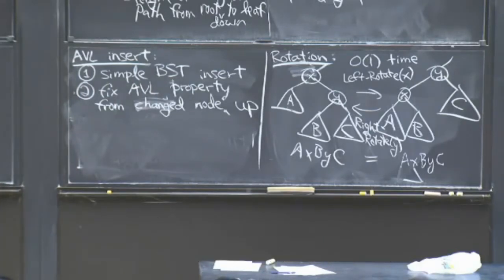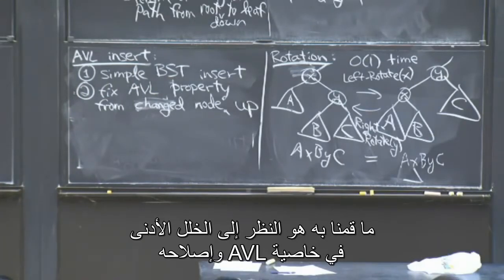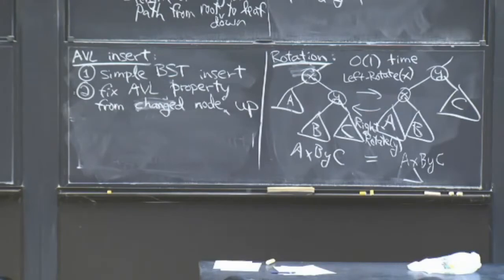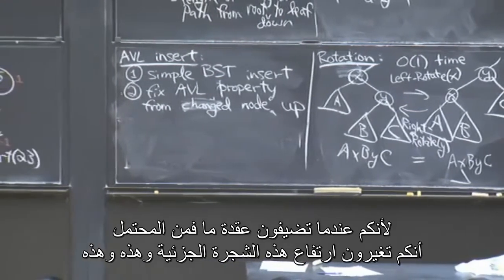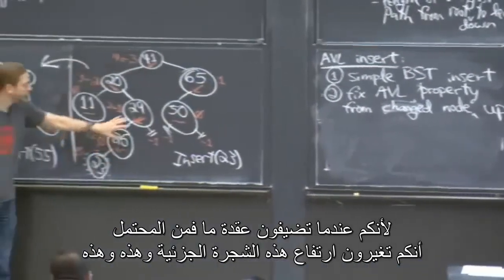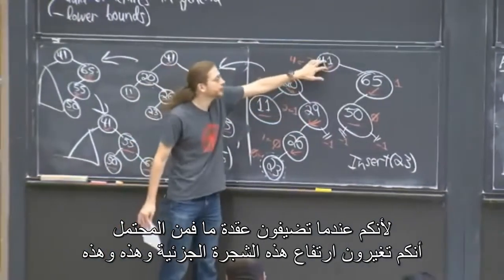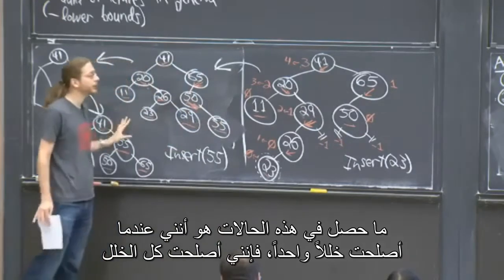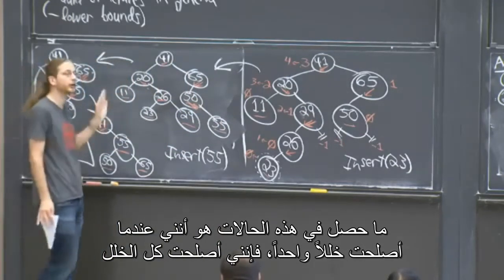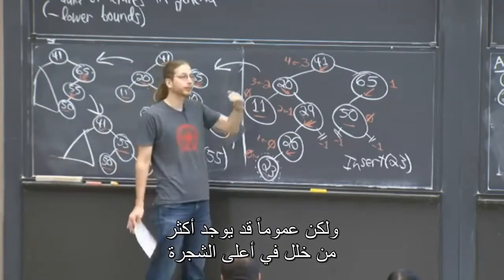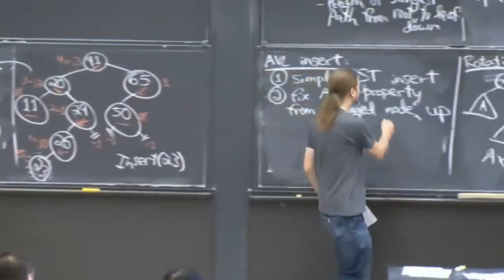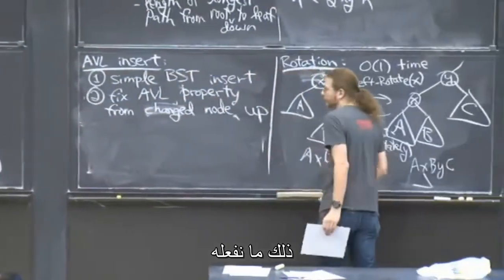What we did was look at the lowest violation of the AVL property, and we fixed it. When we do that, there still may be violations higher up. Because when you add a node, you change the height of this subtree, this subtree, this subtree, and this subtree, potentially. It happened in these cases that when I fixed 1 violation, they were all fixed. But in general, there might be several violations up the tree. So that's what we do.